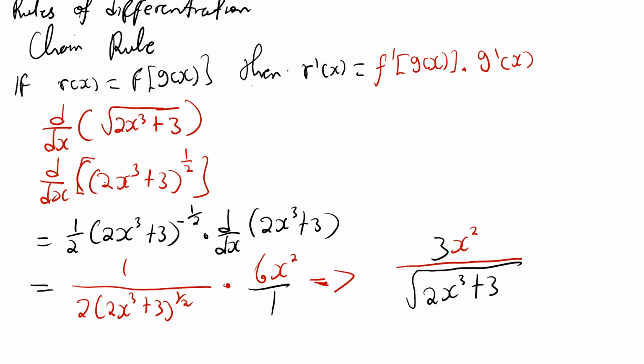So this is how we apply the chain rule. We start by differentiating what we have outside, and then after that you differentiate what we have inside. Simple as that. Let's do the last.